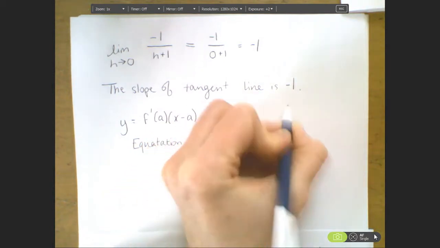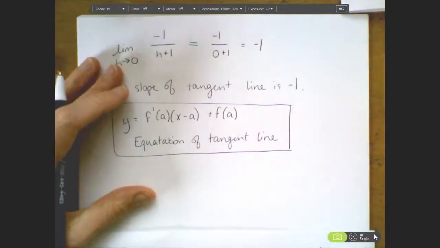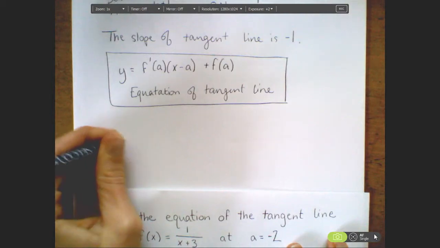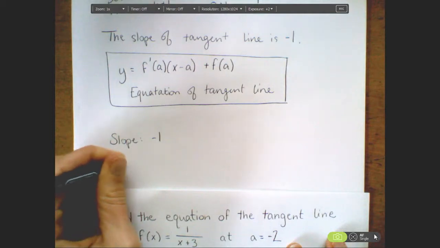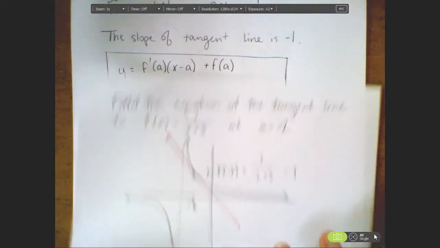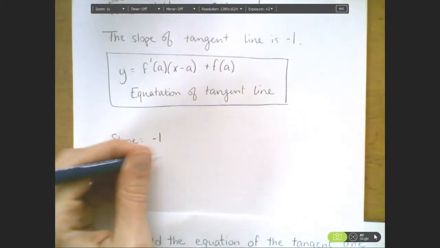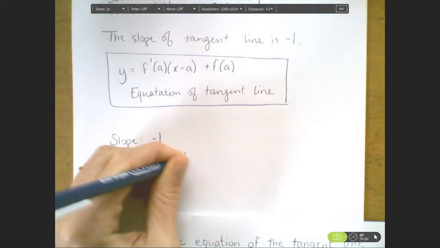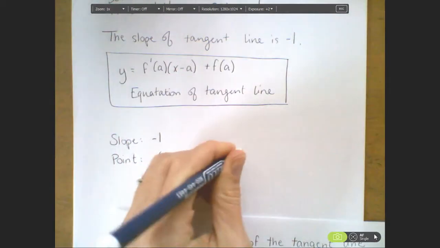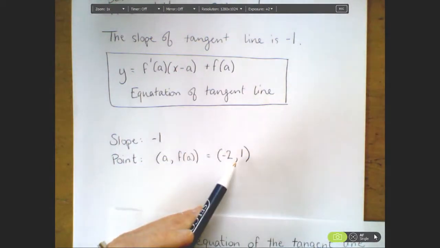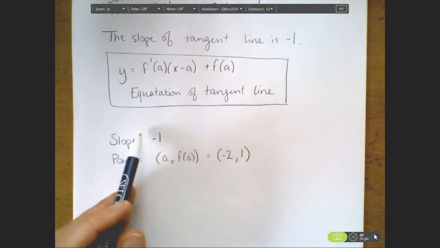If you did not want to memorize this, you could instead use the skills that you know from equations of lines. We know the slope of the line. We found that the slope of this line is -1. We also know a point on this line. The point, recall, we found when we were first analyzing the graph, is at -2, 1. Usually it's at a, comma, f of a, and in this case, our a is -2 and our f of a is 1. And we can use the skills that we know from previous math classes to find the equation of a line given a slope and a point.